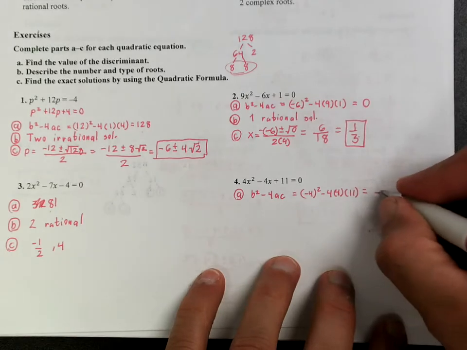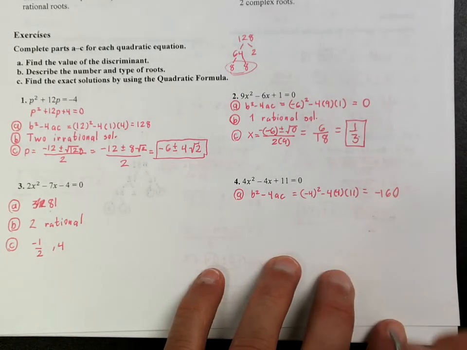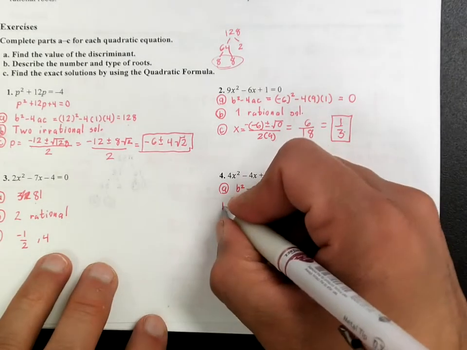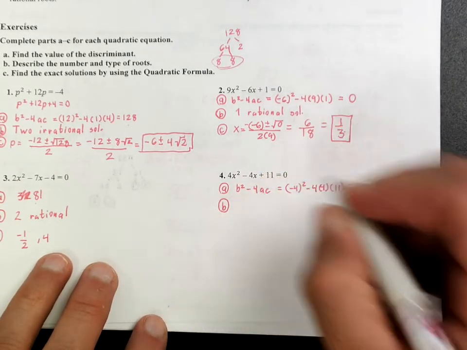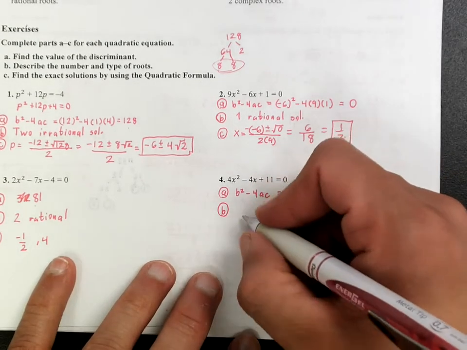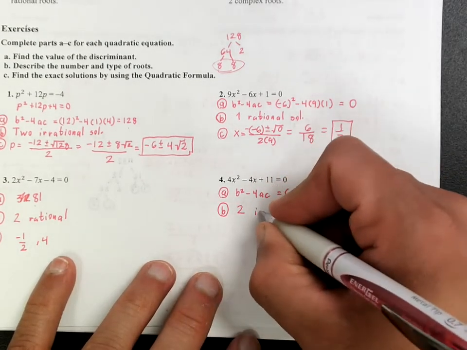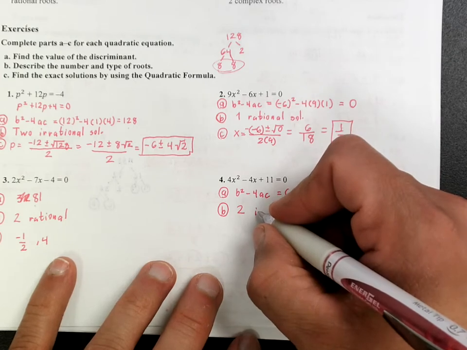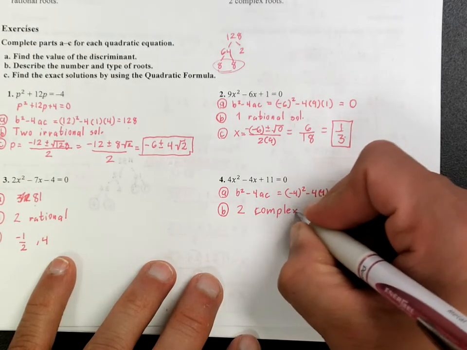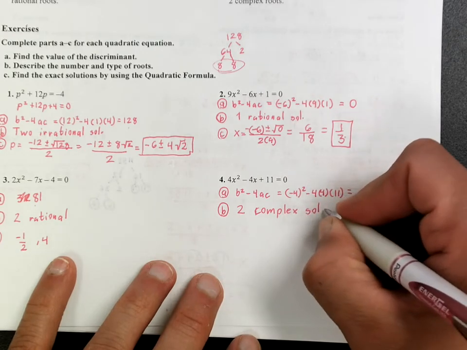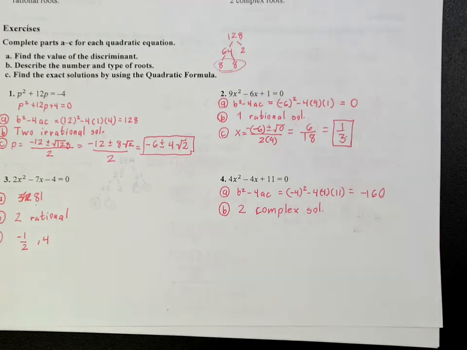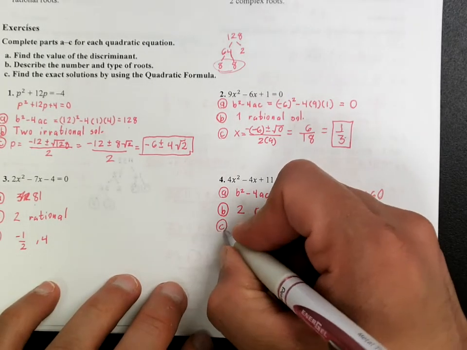And the reason I wanted to do this one is because, notice that because I have a negative number, then the square root of a negative is going to give me imaginary. And if I have an imaginary, that means that I have two irrational solutions. Excuse me, two complex solutions, or roots.